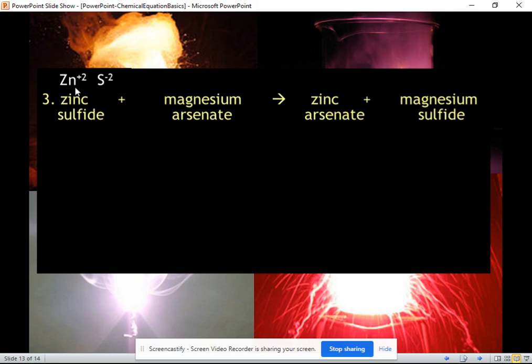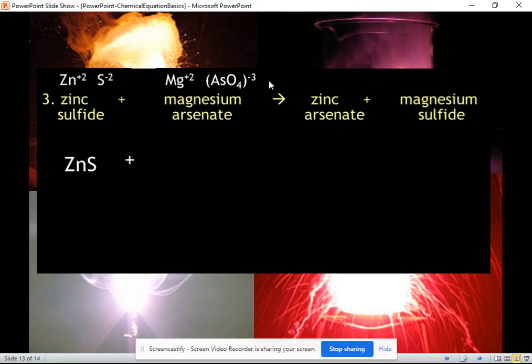When I cross charge them, I end up with 2 and 2, which reduces to 1 and 1. ZnS plus magnesium arsenate. Now be careful. Arsenate might sound like arsenic, and you might just go with As, but remember the ATE ending tells me that that is a polyatomic ion, so I need to use something different. Okay, so I have magnesium, which has a charge of +2, and then I need to look at my periodic table for my polyatomic chart to figure out what arsenate is and its charge, AsO4. Now that has a charge of -3.